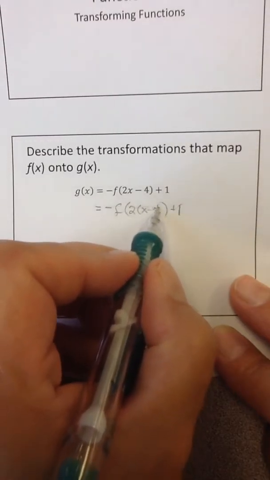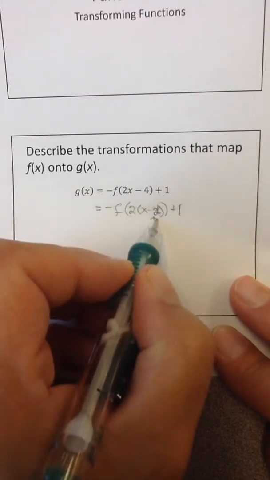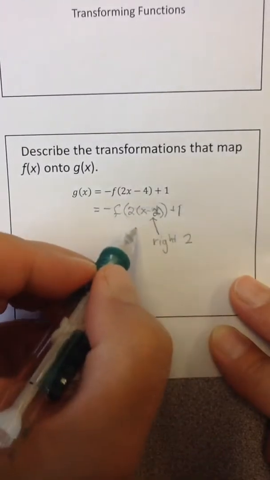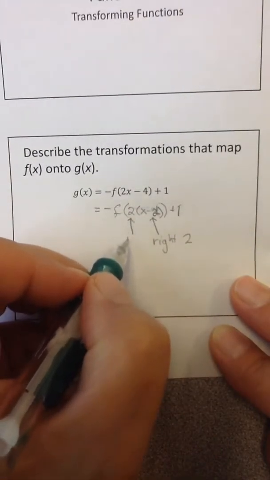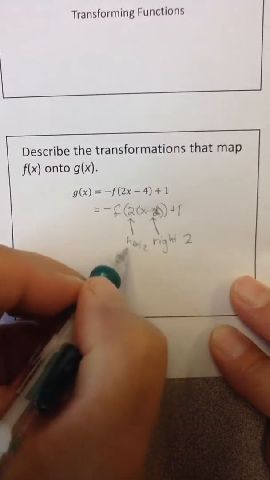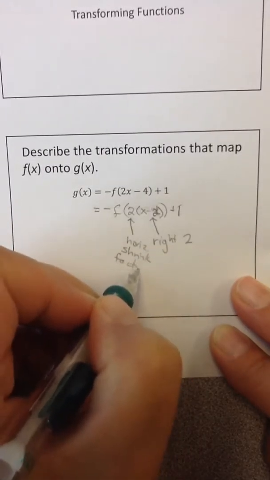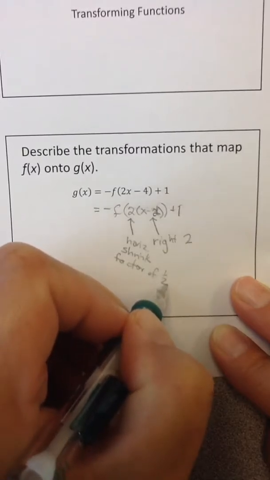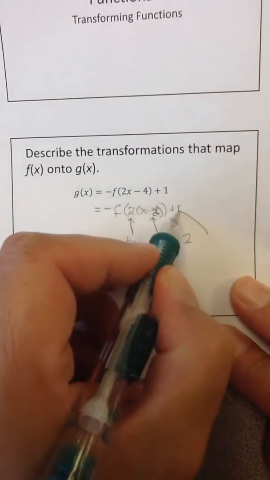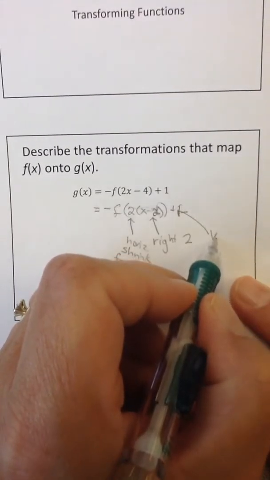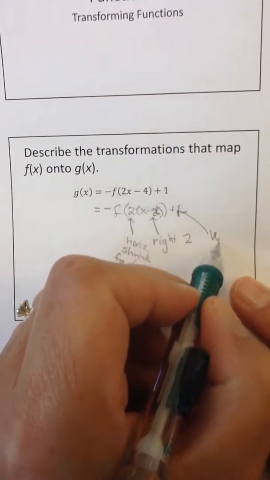Okay, examine what's on the inside first. So the minus 1 moves the graph to the right 1. The multiply by 2 in front of the x does a horizontal shrink by a factor of 1/2. Outside the parentheses does vertical stuff, so the plus 1 does a vertical shift. We'll just say it goes up 1.